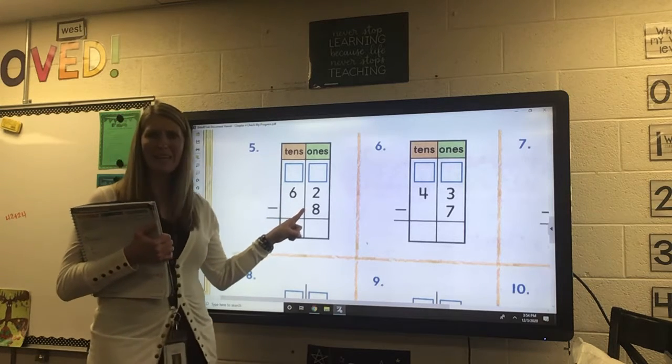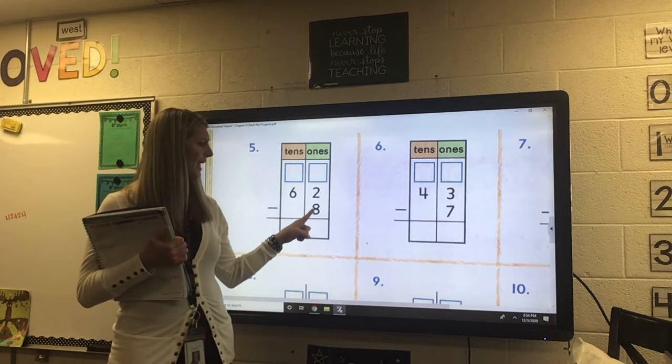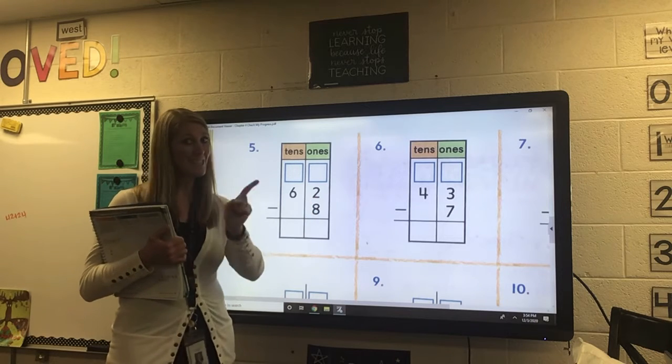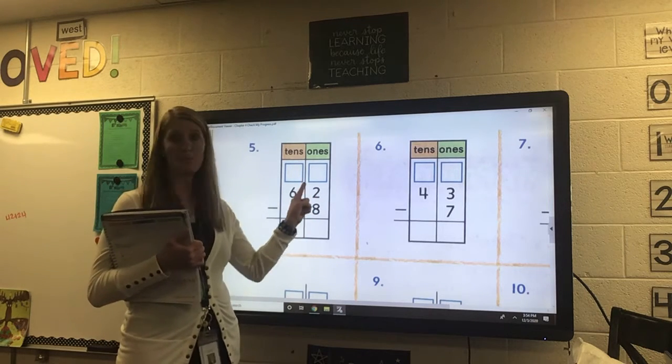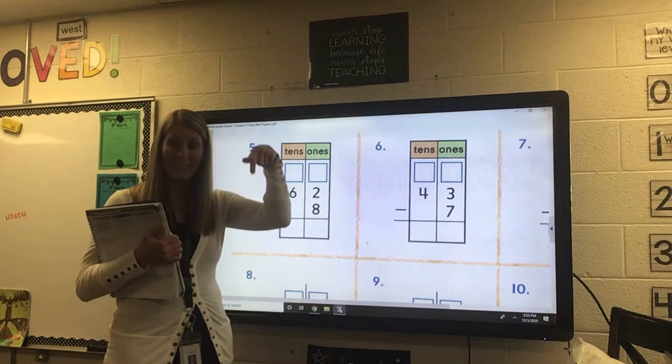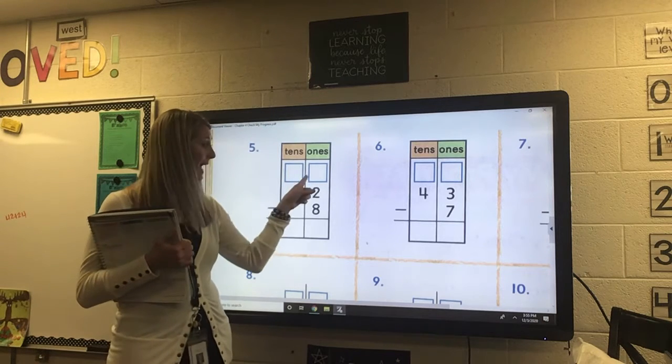Yesterday I had a second grader subtracting up, and I said, no, you can't do that. So I had a second grader say, hey, Mrs. Murphy, well, 8 minus 2 is 6. I said, no, you cannot subtract going up. You have to subtract going down. You have to start at the top and go down.